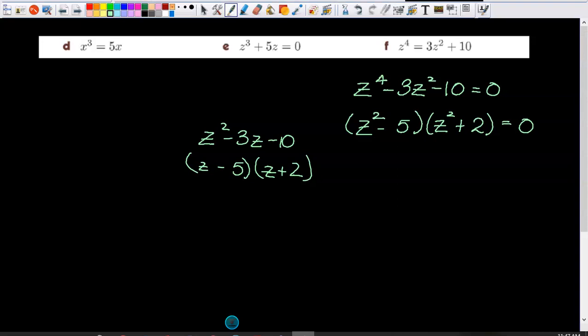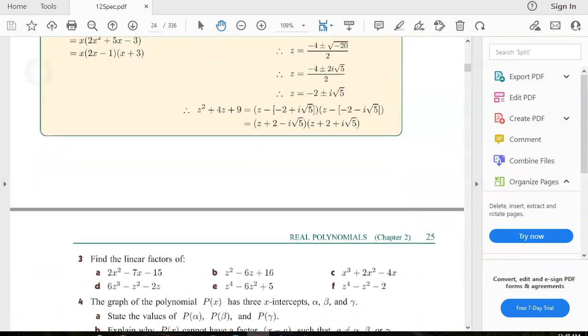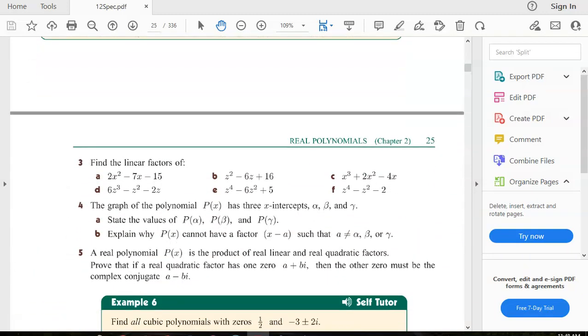So back to the question. Do we leave it? No, we keep going because they want you to solve it. I didn't even read the question. Did they ask you to fully factorize? Oh, just find the root. Technically you could have whacked this in your calculator, but from memory there's probably one. Aha! Find the linear factors.